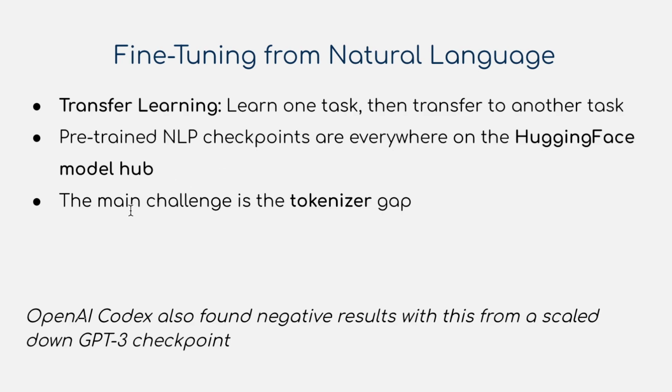And we think that the main challenge with this is the tokenizer gap, because you have this difference in tokenization from the character distribution or, say, the n-gram distribution between language and code. I think that gap is what creates this lack of transferability. It's also worth noting that OpenAI Codex and OpenAI tested this on a very large scale with something like a 10 billion parameter GPT-3 checkpoint, and they also didn't find that this fine-tuning helped with their model.